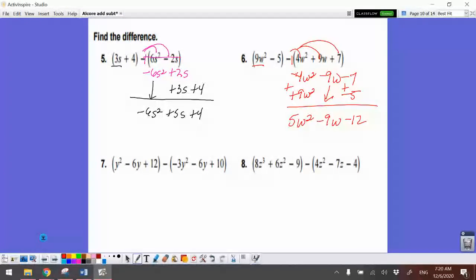Okay, go ahead and work on the next couple. See what you can do with those. Distribute the negative sign, and I'll catch up with you.